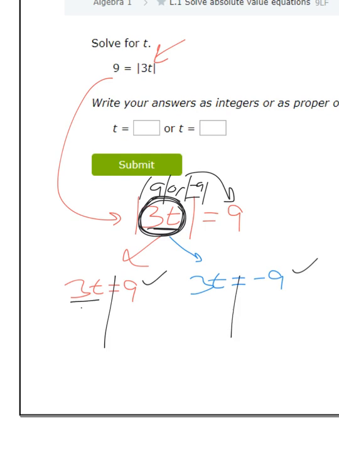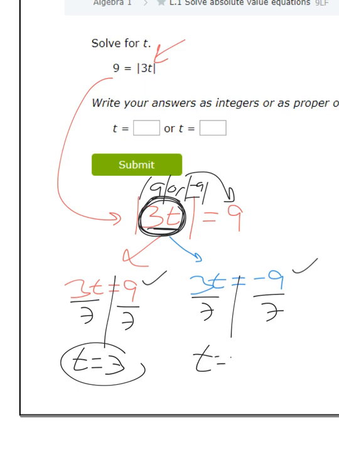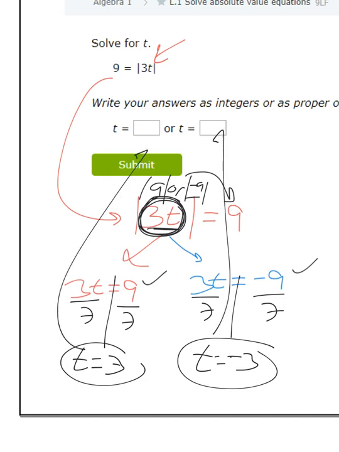Drawing my lines, I'll do each one at the same time here because both of them have the same step. In this case, I'm just dividing both by 3. So t equals positive 3, or t equals negative 3, for this first one for IXL. Okay, so again, you'll put 3 and negative 3 into your responses.